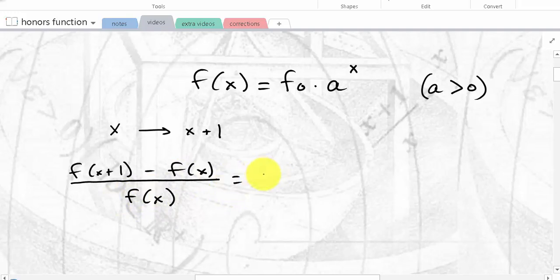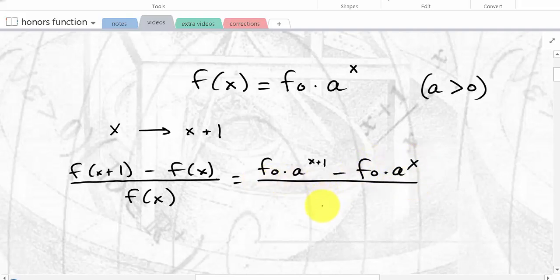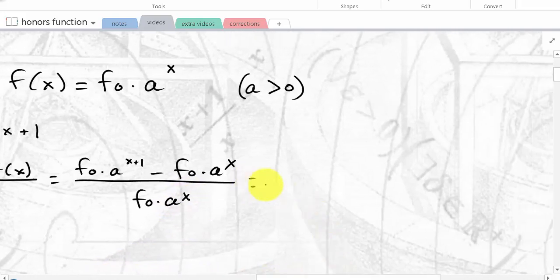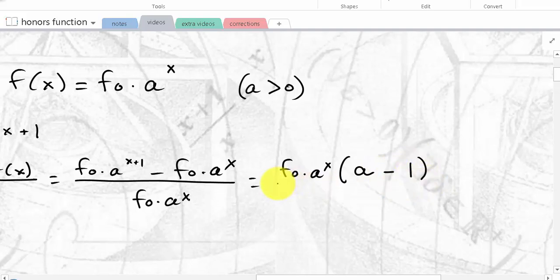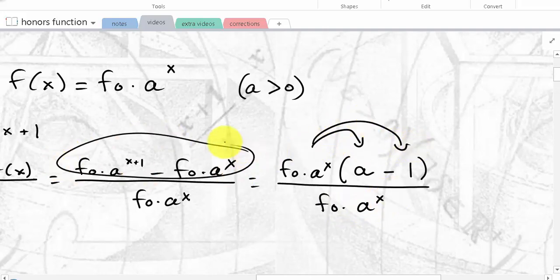What is this? This is f naught times a to the x plus 1 minus f naught times a to the x, divided by f naught times a to the x. So what is this equal to? Let me factor out f naught times a to the x. Now, times what? Times a minus 1, divided by f naught times a to the x. If you distribute this, you will fall back on this right there. So you can simplify, and you find a minus 1.